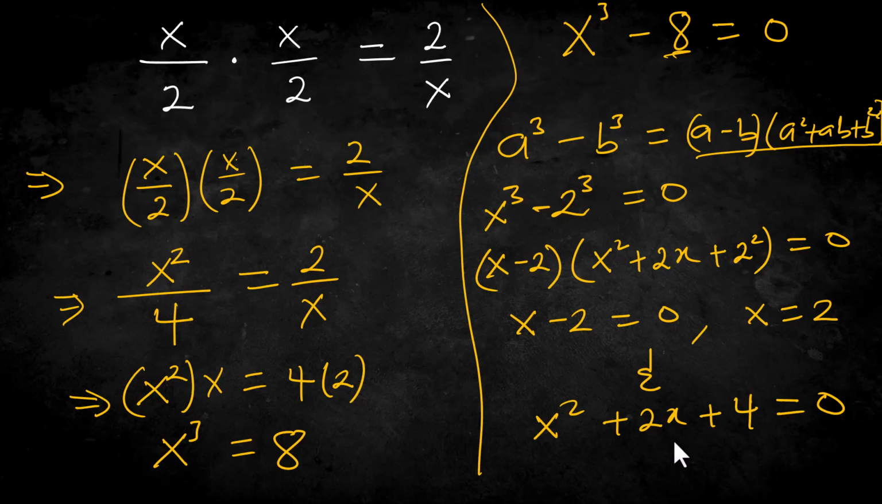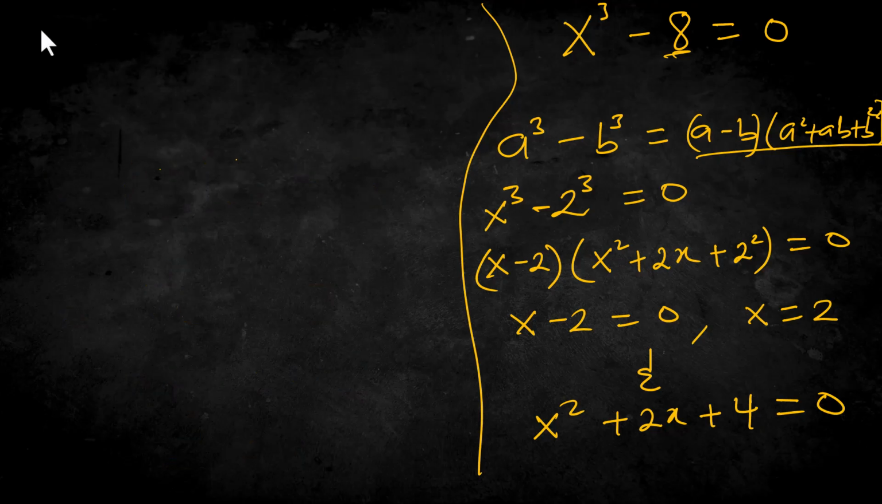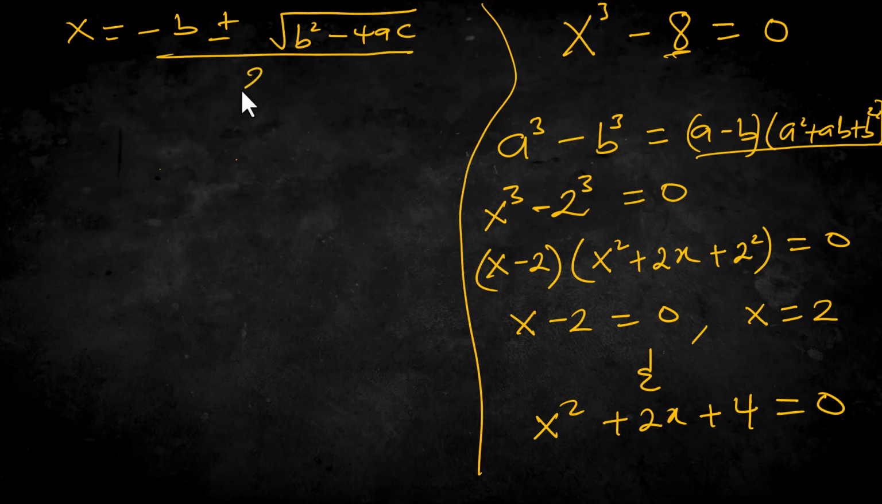So this one is a quadratic equation. All right, so we have x squared plus 2x plus 4. So let's go ahead and solve for x. Let's use the almighty formula, minus b plus or minus square root of b squared minus 4ac, over 2a. So my a here is 1, b is 2, and c is 4.